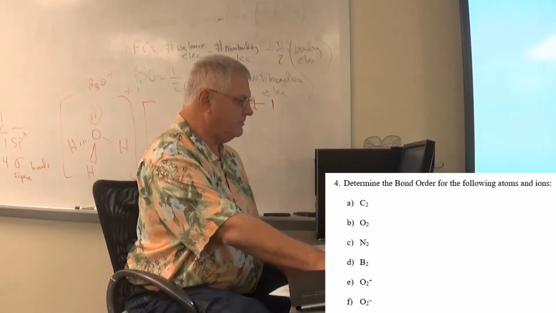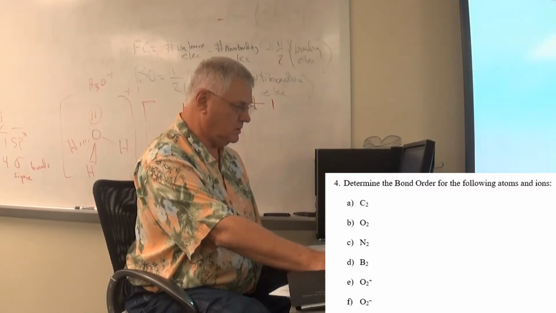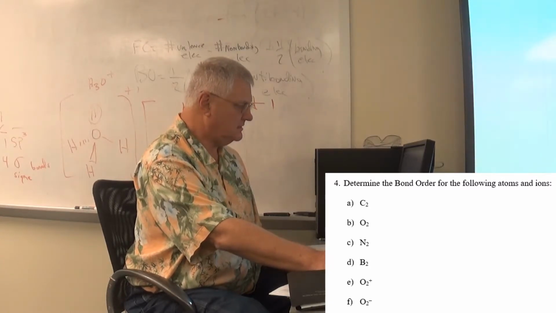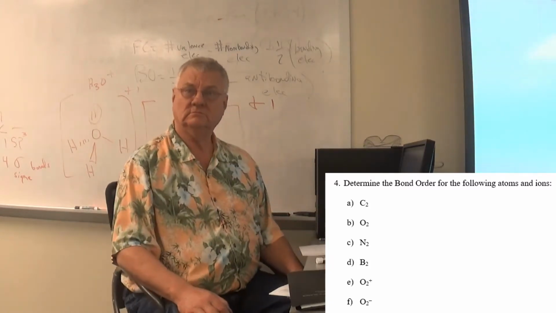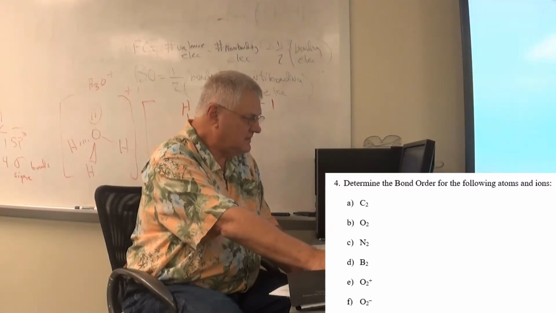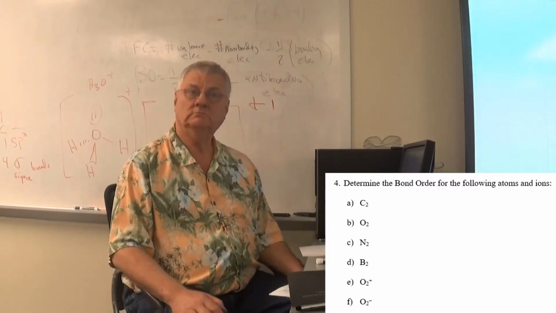Now on this bond order thing, here we've got C2 diatomic carbon, oxygen, nitrogen, boron, and then we have a diatomic oxygen cation and a diatomic oxygen anion. And their bond orders will be different than diatomic molecular oxygen. For O2 plus, you got to take one of the electrons away from O2. For O2 minus, you got to add one.